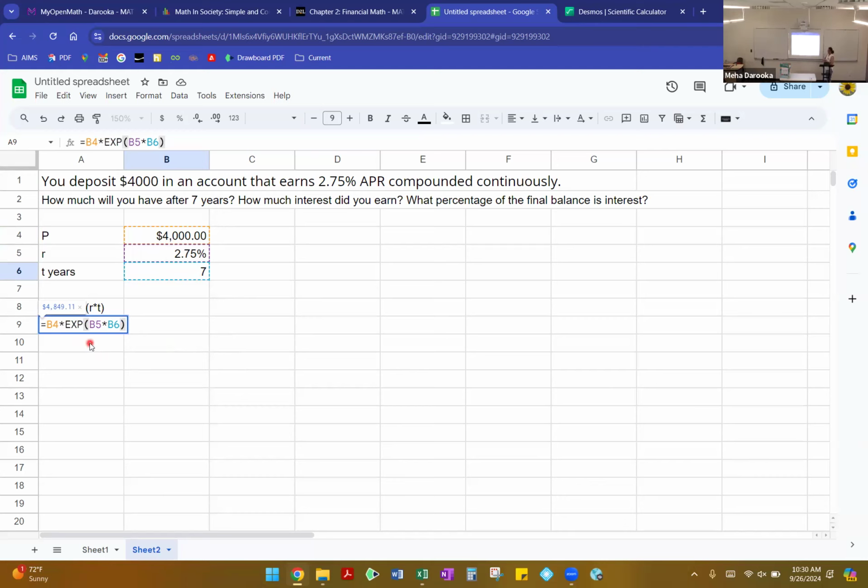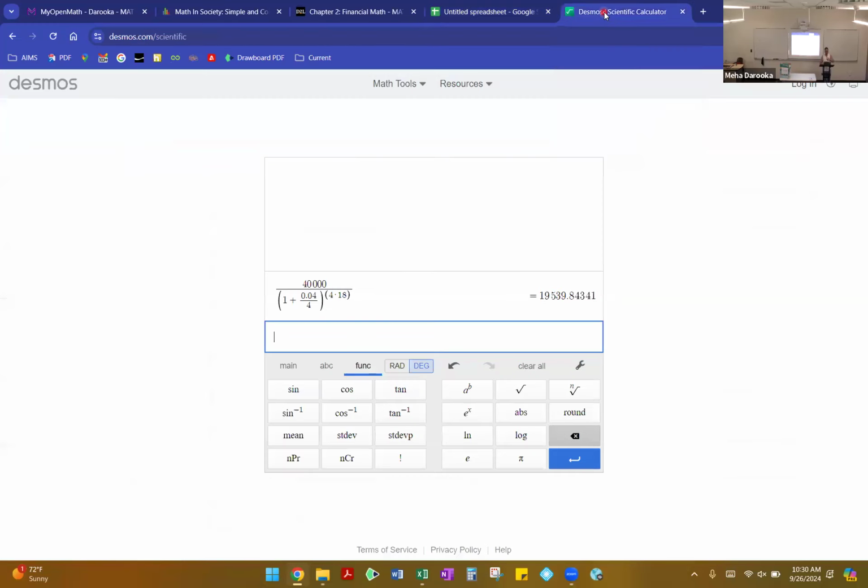So we did 4,000 times the EXP function for the natural number e, raised to the power of R times T. Now you will notice we didn't have to use the caret symbol, because the EXP function is built in, so you're typing the exponent in the parentheses. You don't specifically have to do the caret symbol here. Alrighty, and you can see this is giving us, I was hoping for more money, $4,849.11.